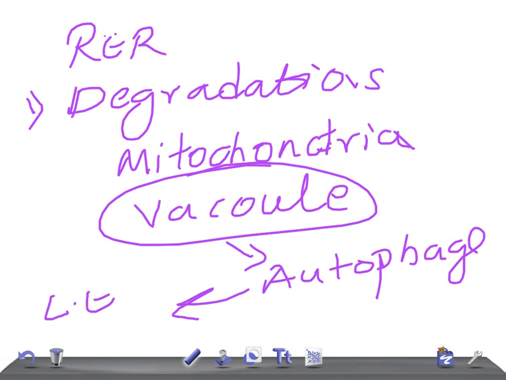Okay guys, so these are the basic functions of the rough endoplasmic reticulum. There are two important functions you should remember: it helps in the secretion of insulin from the beta cells, and it helps in the secretion of antibodies from B lymphocytes. And it also helps with the degradation of worn out organelles, especially the mitochondria. It wraps around the mitochondria and forms a vacuole, which is autophagized through the lysosomal enzymes.